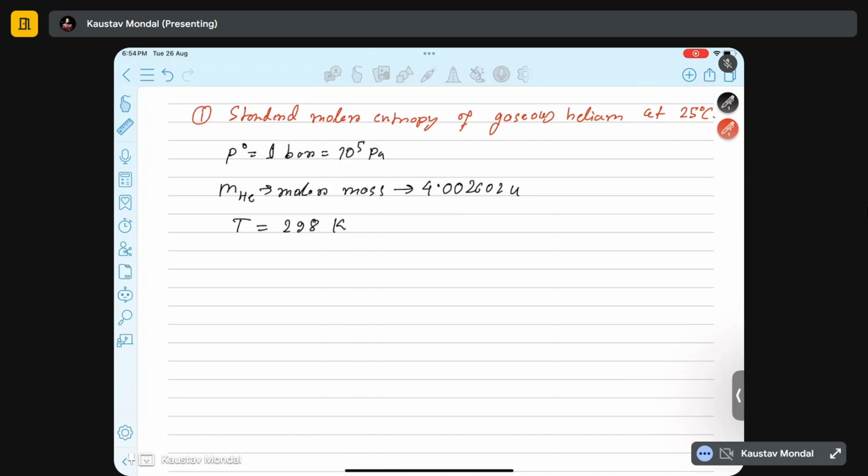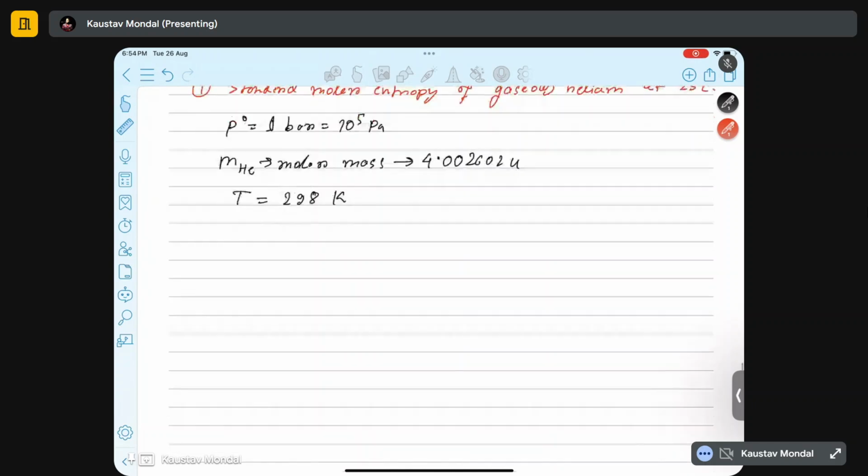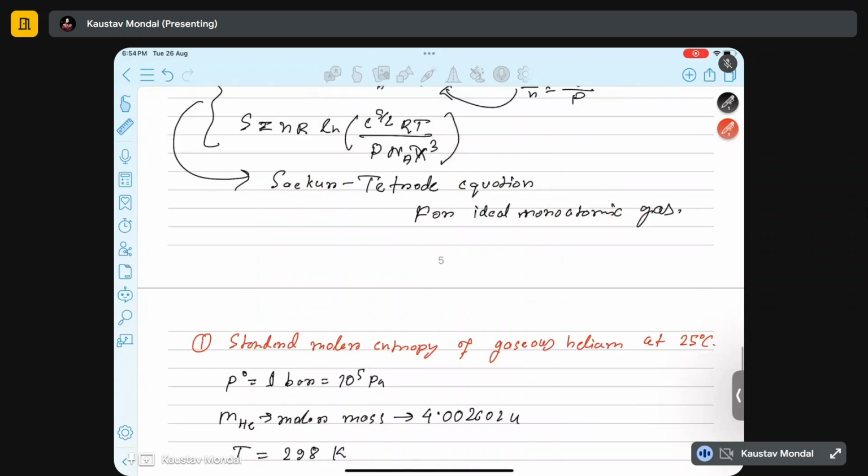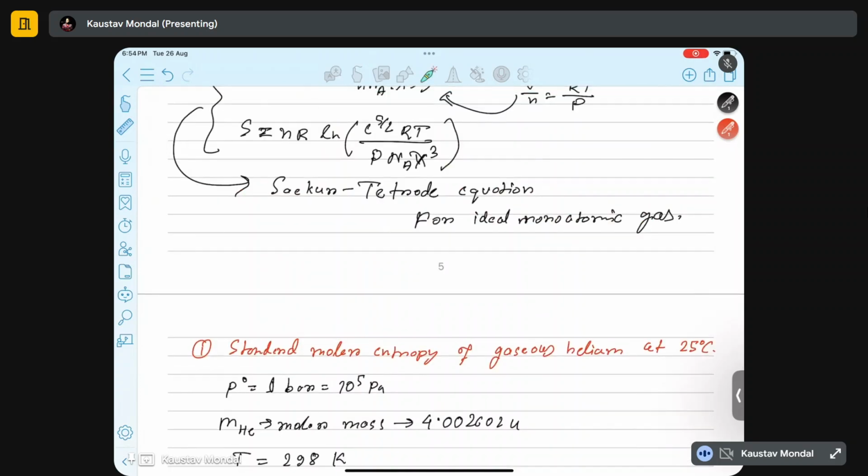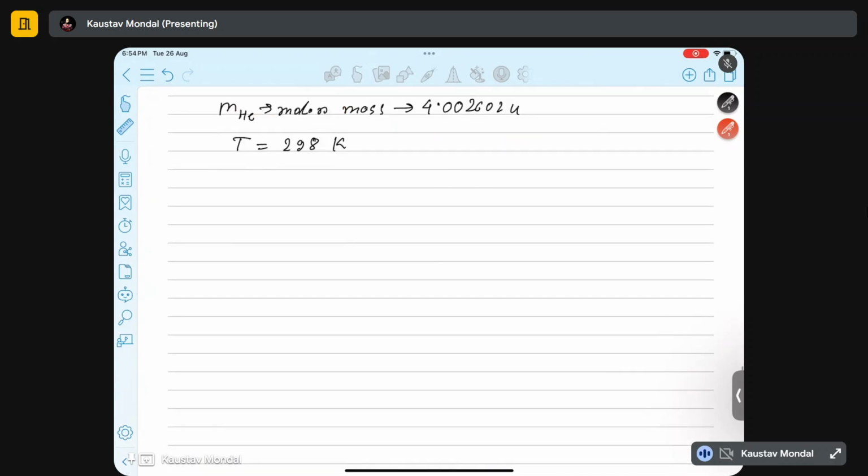Now, given this condition, pressure and temperature are given, so it will be useful for us to use this formula where the entropy is written in terms of the temperature and the pressure. So now what we will do, we will use this. First let me write the formula.